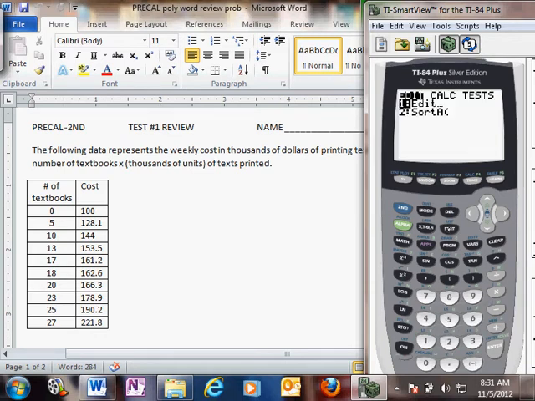Go to Stat, hit Enter on Edit, and it'll bring up our L1, L2 lists. Our X values go in L1. Our Y values go in L2. So let's enter this in.